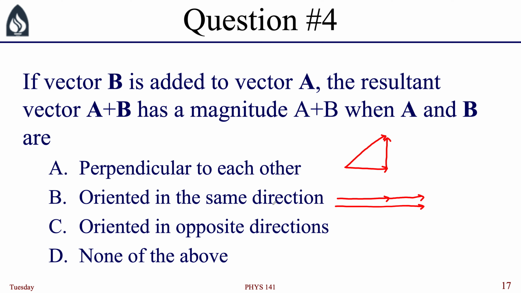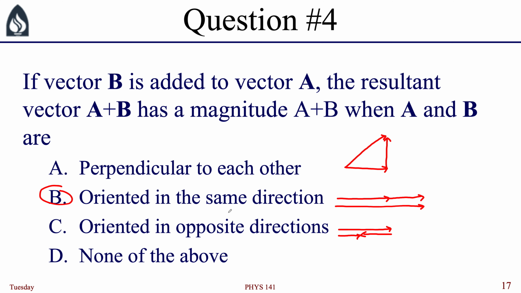If we had the opposite directions, then that would be like, here's vector A, here's vector B, and the sum would go from the tip of the first to the tail of the last, so the resultant vector from adding A plus B would look like that. And in this case, you can see that the length of the resultant would actually be the difference between the lengths of the two vectors. So what we want is B. They have to be oriented in the same direction for it to be okay just to add the lengths.